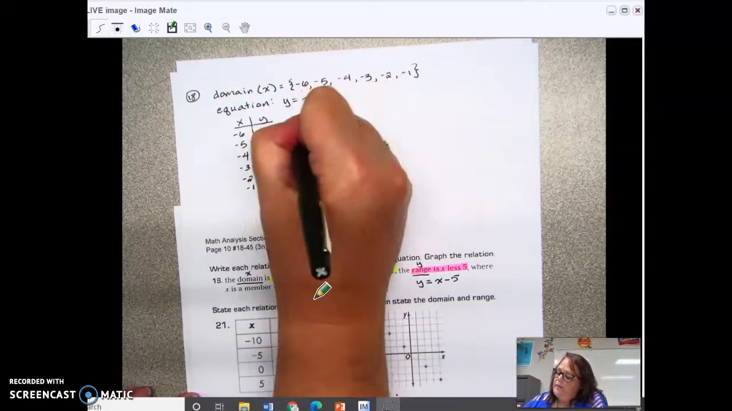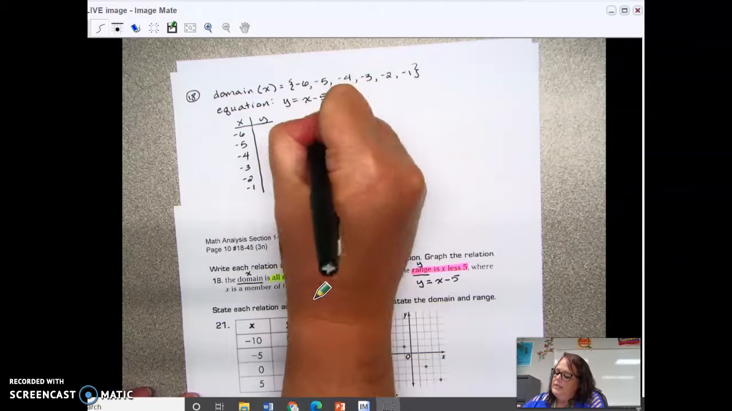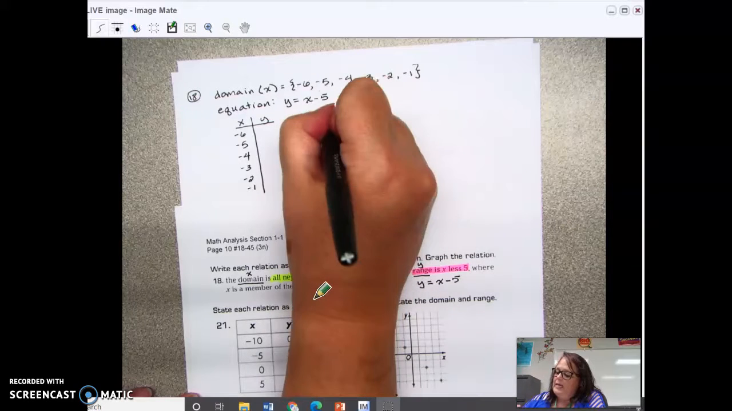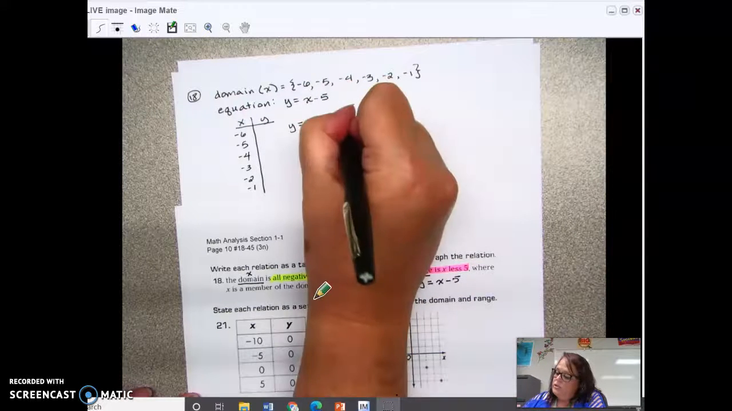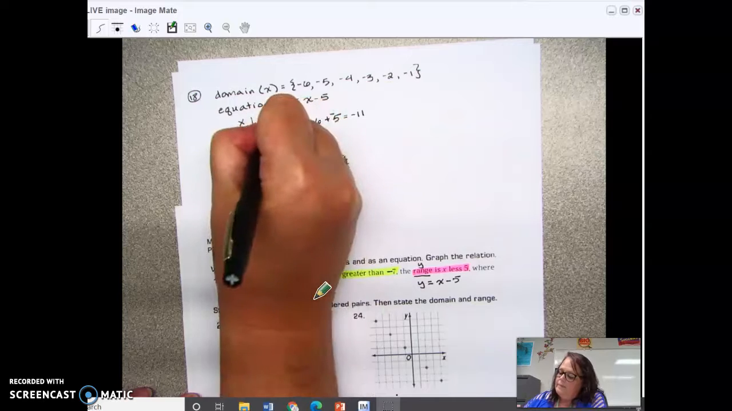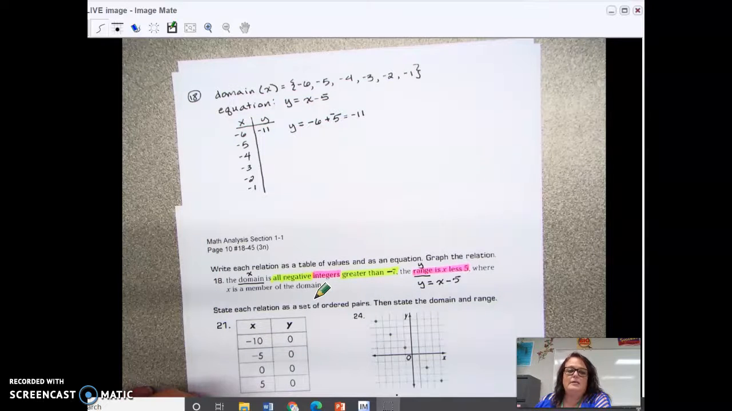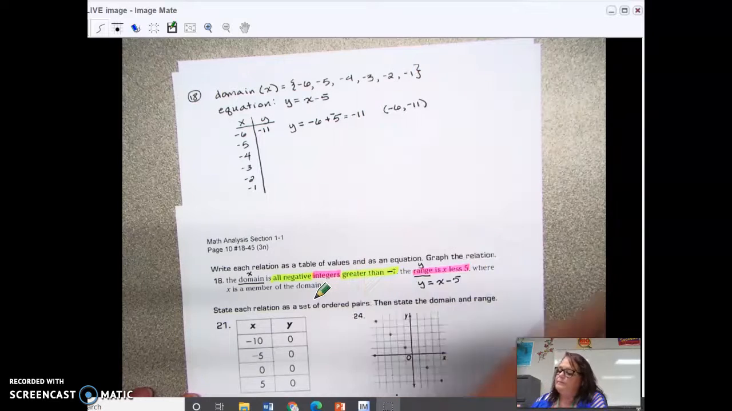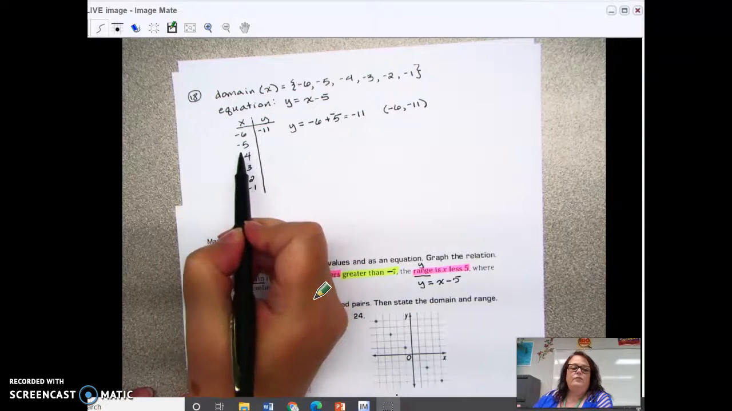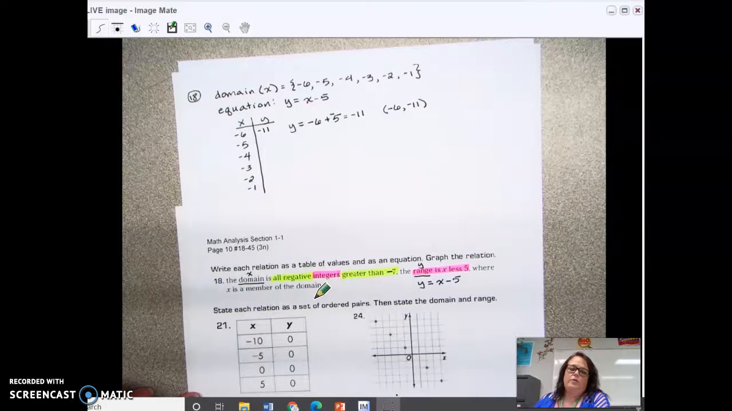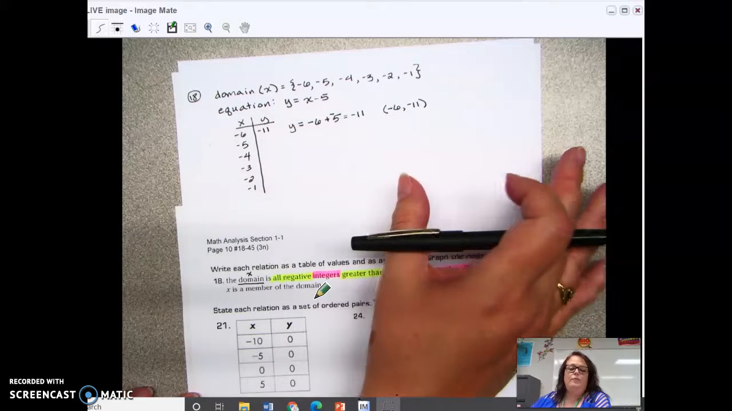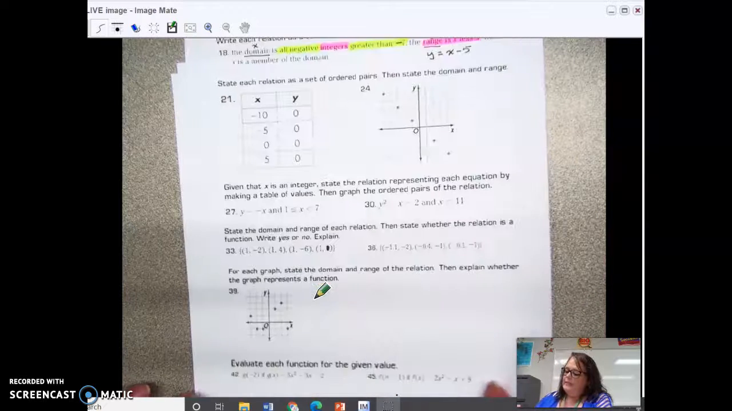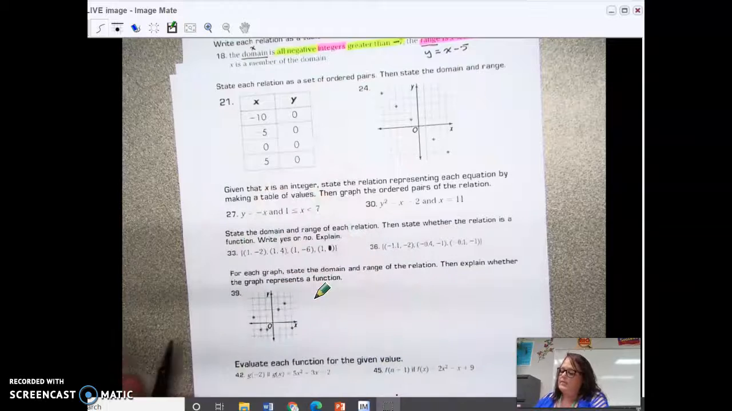So for the first one, I've got y is equal to, my x value is -6, and then -5. When I do that, subtracting from a negative, I'm going to change that to adding the opposite. So that means y is equal to -11 anytime x is equal to -6. So when I go to graph that, I'm going to graph the point (-6, -11). You would do the same thing for x equals -5, x equals -4, and so on and so forth. So you would finish up this table, and then you would graph it on an xy plane, and then number 18 would be done.